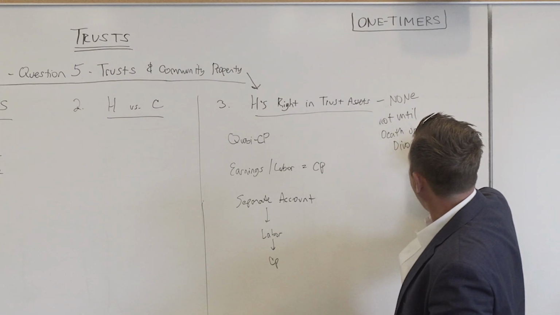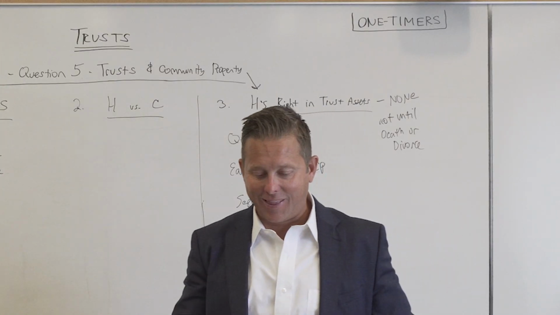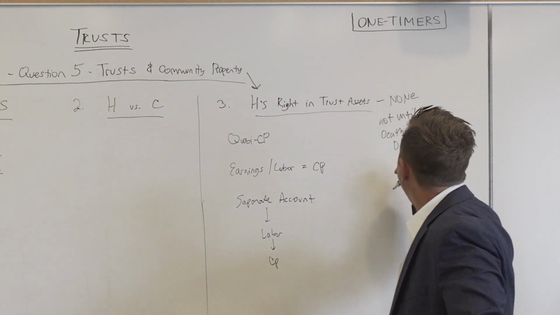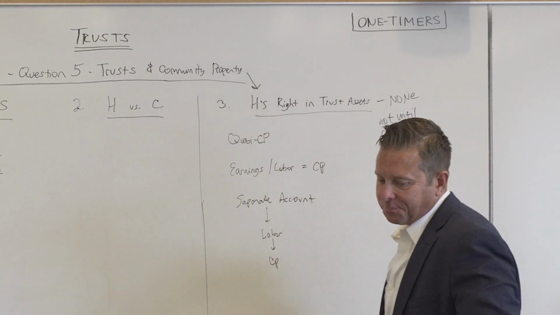And because nobody dies, no one's getting divorced, apparently they're still happy, or at least they think they are, there's no quasi-community property just yet. Okay.